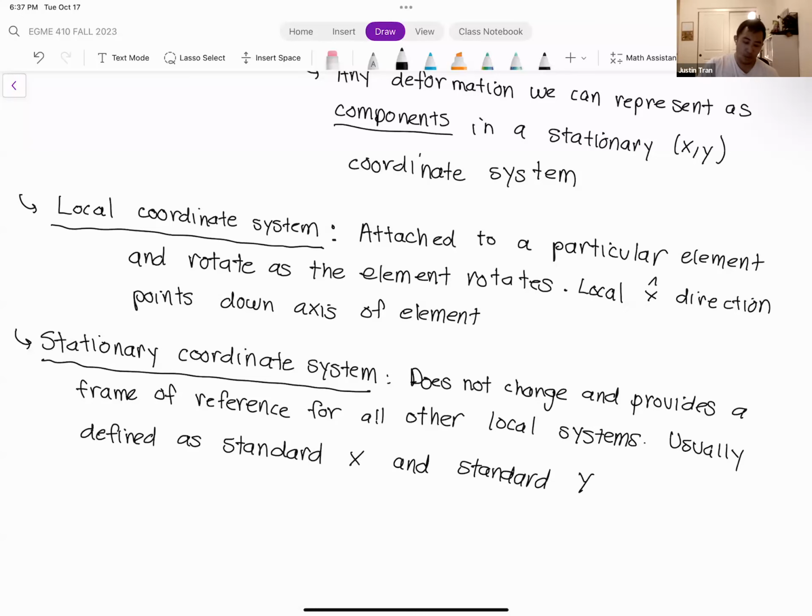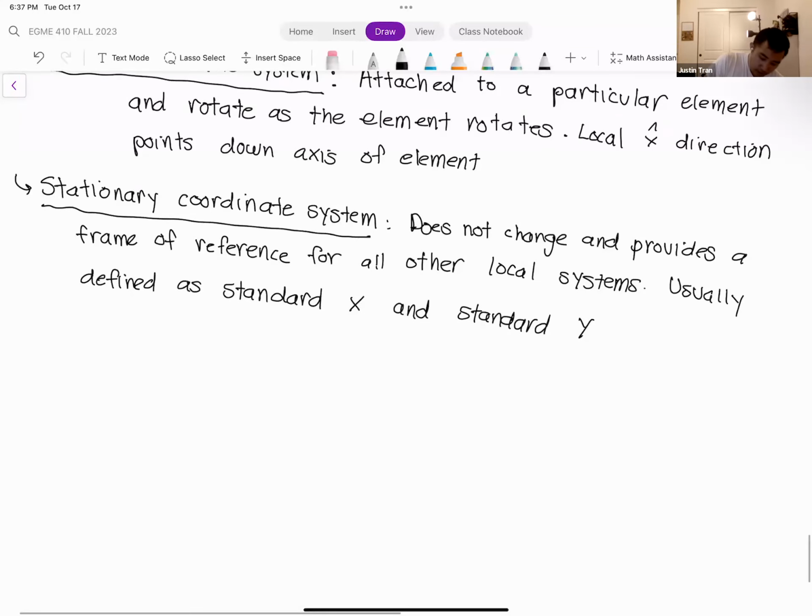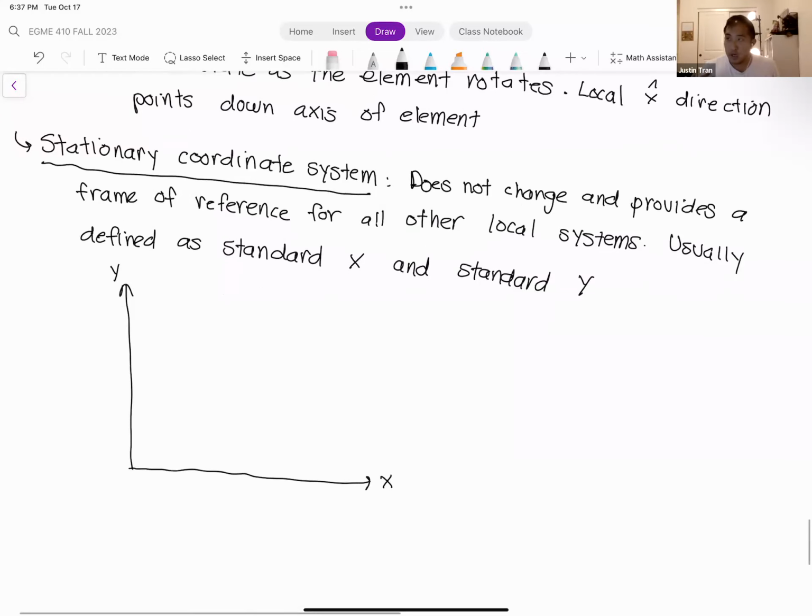Okay, so let me draw a figure here to illustrate what I mean. Let me draw a stationary coordinate system first. Okay, so this is our usual stationary coordinate system. It's just our standard x, standard y.